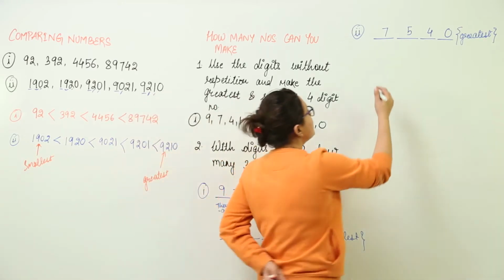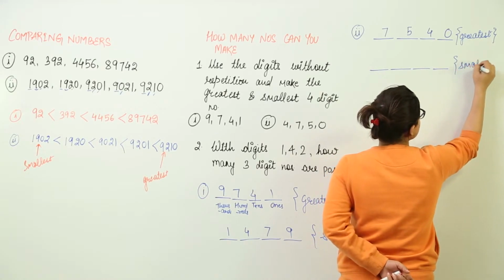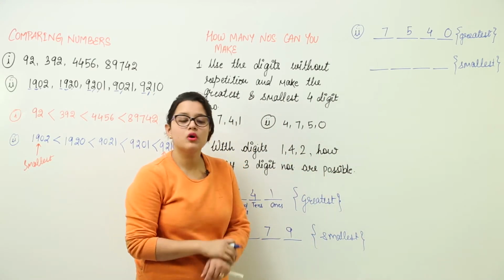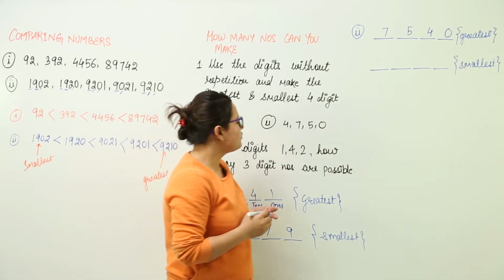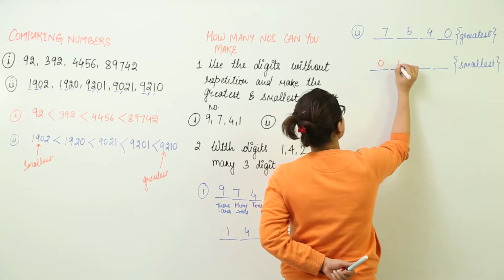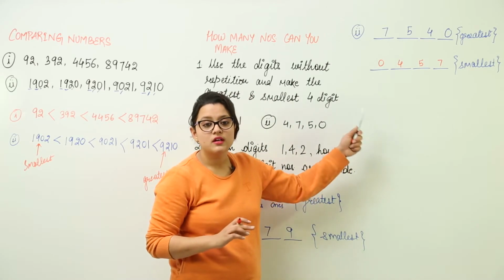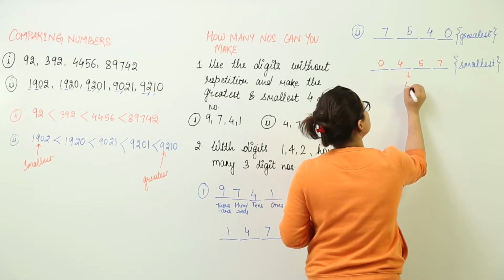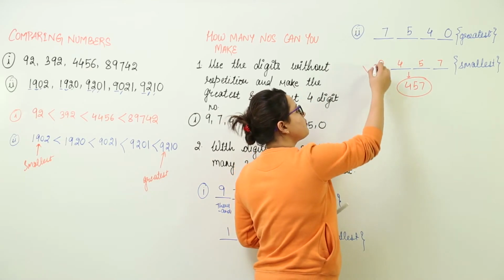But the next is, when you are finding out the smallest number possible with the help of these digits, you will have to start placing the smallest digit out of the given digits at the largest place. But if you do so, what would you get? You would get 0, 4, 5 and 7. Am I correct? But check, this is not a 4-digit number, actually this is representing a 3-digit number, 457. So this is not possible.